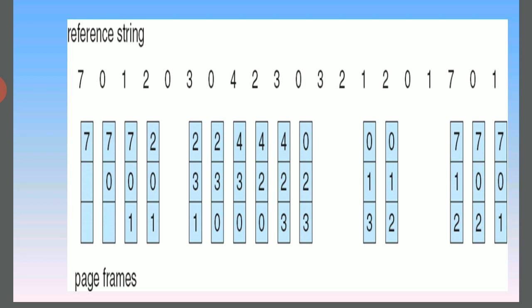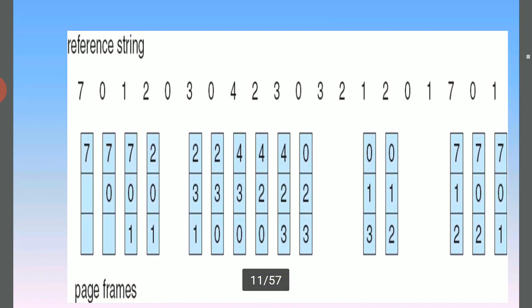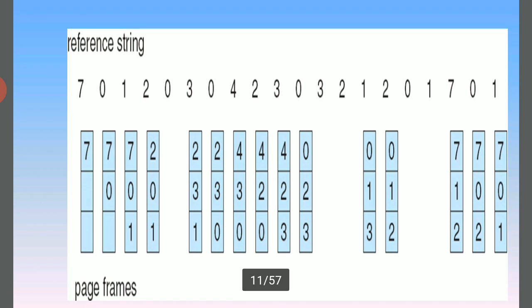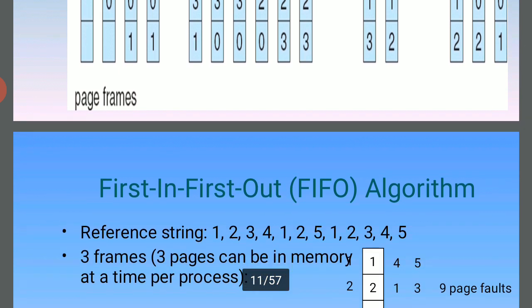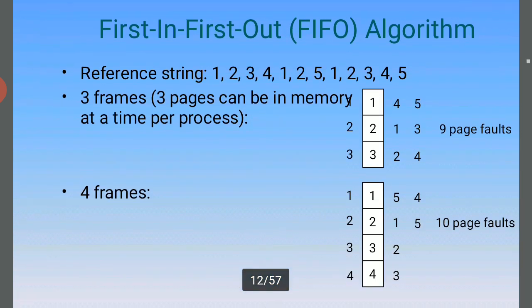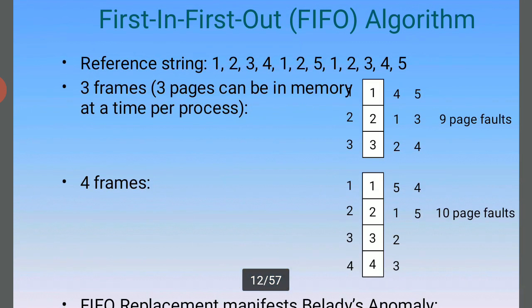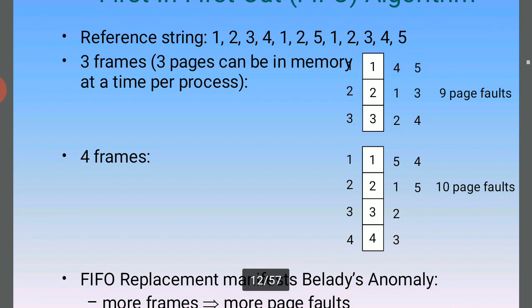This is called the reference string and the page frames. So what is a page frame? The page frame is where the pages are stored in the table; the frames store the information. Here is the first in first out FIFO algorithm, with the reference string 1 2 3 4 1 2 5 1 2 3 4 5. With 3 frames, 3 pages can be in memory at a time per process. What about 4 frames?